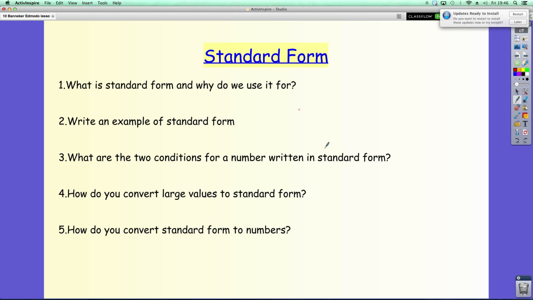Right, so by the end of this video, I'm expecting that we should be able to answer what is standard form, why do we use it, and write an example of standard form. We should be able to know the two conditions for a number written in standard form, and then use these three things to help us convert between large values and standard form and vice versa.